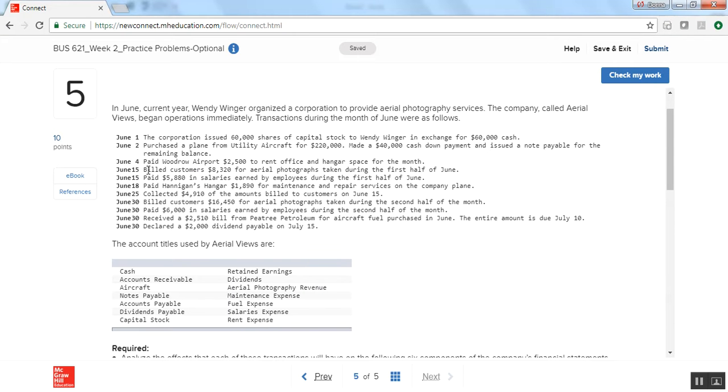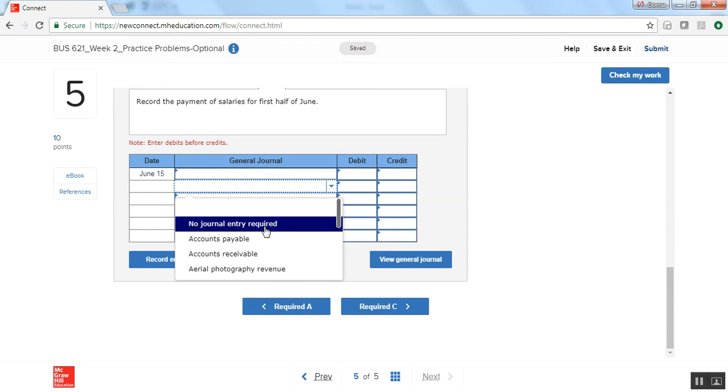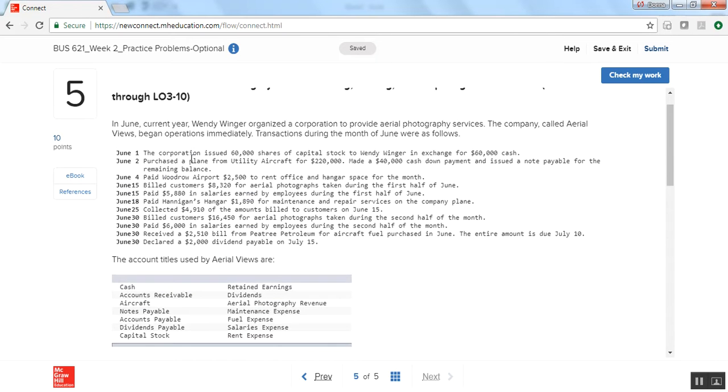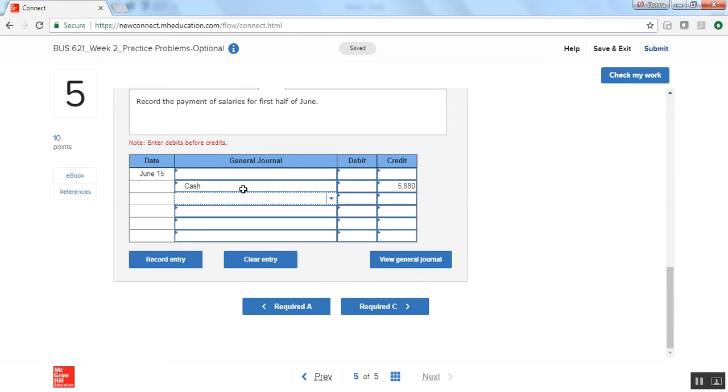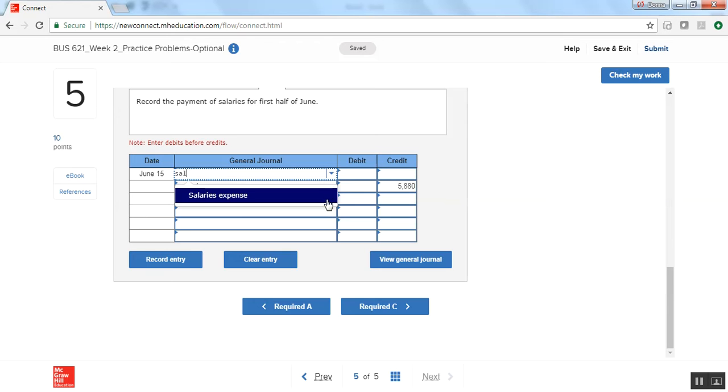All right, entry 5. We paid $5,880 in salaries earned by employees during the first half of June. So we paid it. That means cash went down. And it's salaries expense. So we know that cash went down, it's going to be a credit. I think it was $5,880. Yes. And an increase in expenses is a debit because it decreases our equity.